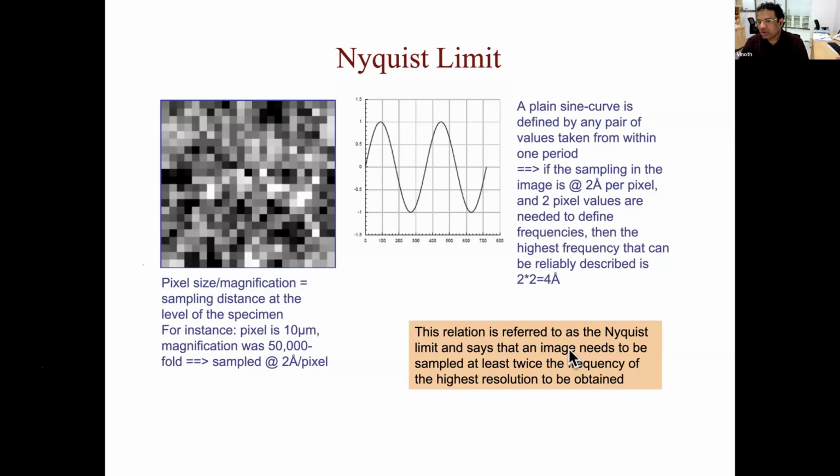What happens if you don't sample it properly? Then you get something people call aliasing, where the signal will come back, and this can lead to misrepresentation of the data. So this is an important thing when you set up data collection: what kind of magnification, what is the pixel size, what resolution you are trying to achieve. So if you want to achieve, let's say, 3 angstrom, then you should at least sample at 1.5.